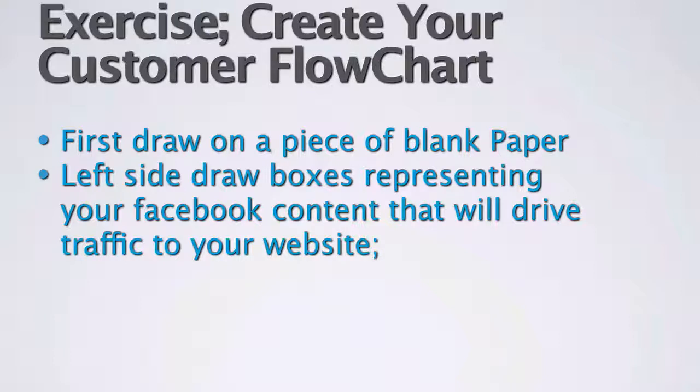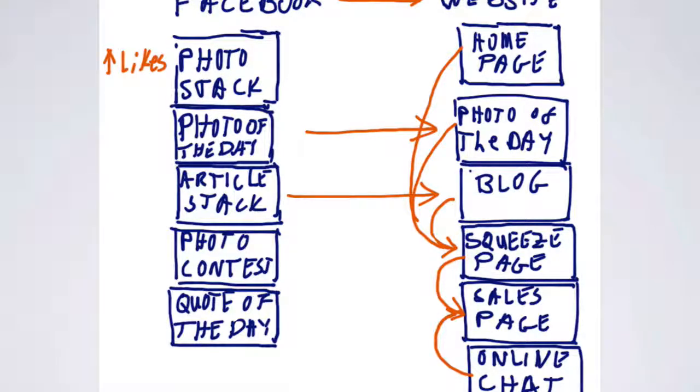The first exercise we're going to do is to create your customer flow chart. The first thing I want you to do is pull out a blank piece of paper. On the left-hand side of the paper, draw boxes that represent your Facebook content so that you can drive traffic to your website. On the right-hand side of your flow chart, draw out where you want people to come to on your website, so that it looks like this. Go ahead right now, pull out a blank sheet of paper and put Facebook on the left and your website on the right. Draw out how you want to get people from Facebook to your website, because one of the big secrets about Facebook marketing is that the whole point of what we do is to get people off of Facebook and onto our website where they purchase.